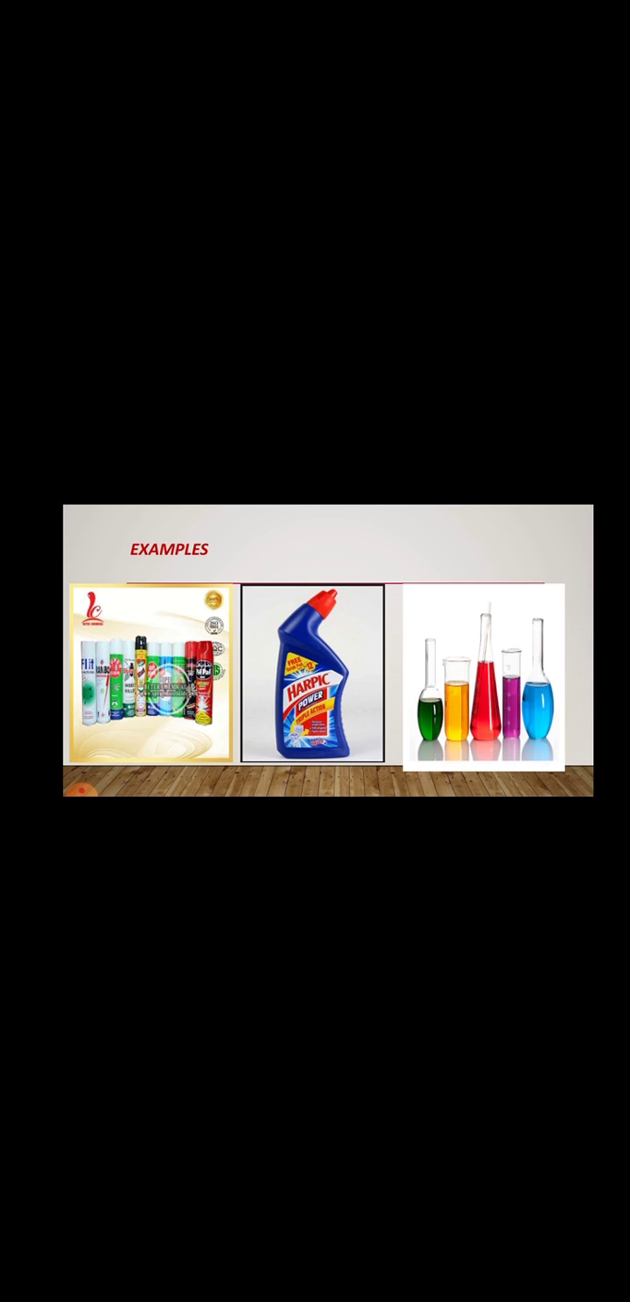Now look at the picture here. You know Harpic, it is very famous. When your mom asks your father to bring the stuff, one of the main items is Harpic. And there are other chemicals which are used, like Mortein, etc. And there are some chemicals which are used only in labs or in industries.